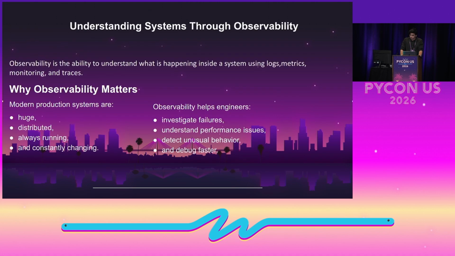Now, observability is just an understanding of the systems we just came across. For example, a modern production system is huge, distributed, always running, and constantly changing. But observability helps engineers to investigate failures, understand performance issues, detect unusual behaviors, and debug faster.